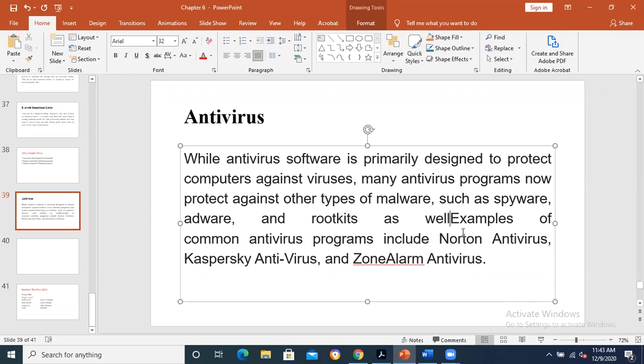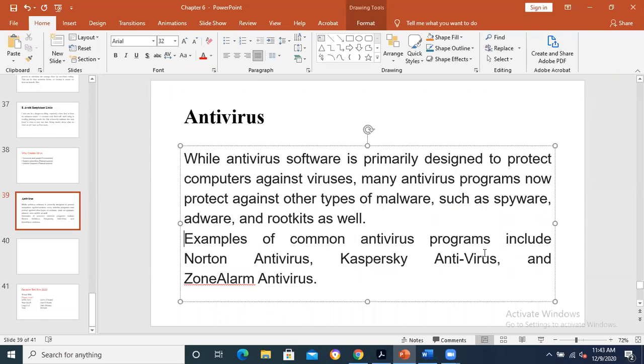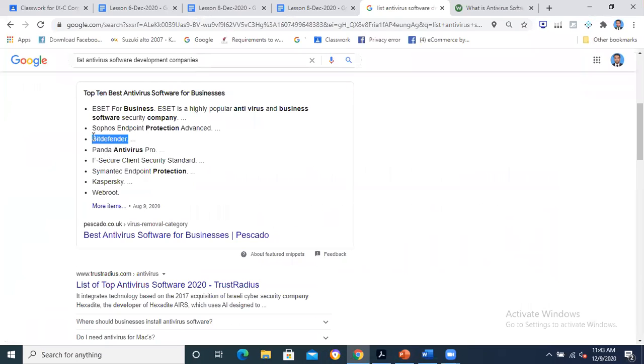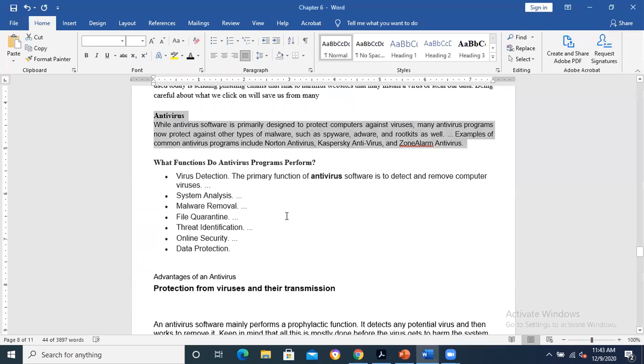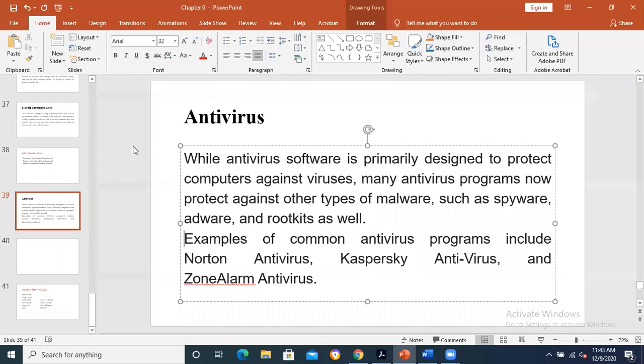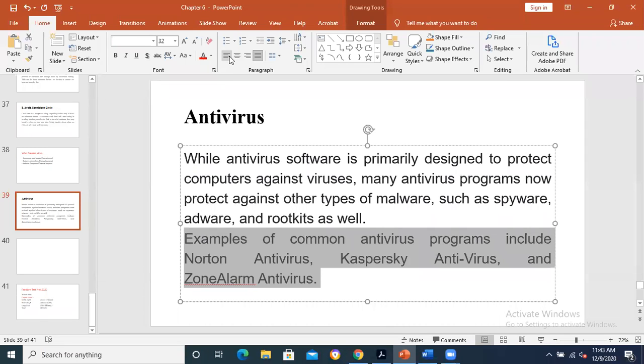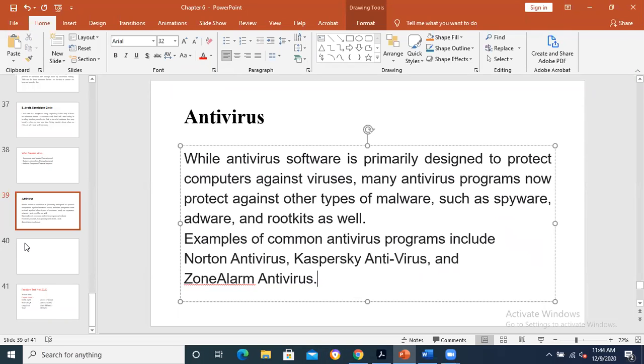If you see the example, common antivirus programs include Norton Antivirus, Kaspersky Antivirus, Zone Alarm, and I had shown you in this Google search a number of others: Panda Antivirus, Bitdefender, ESET, NOD32. A number of antiviruses are available. So a software which is used to protect your computer system, that you install in your computer system, is called an antivirus.